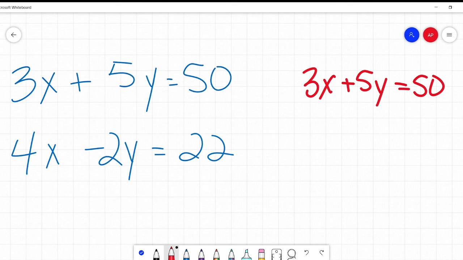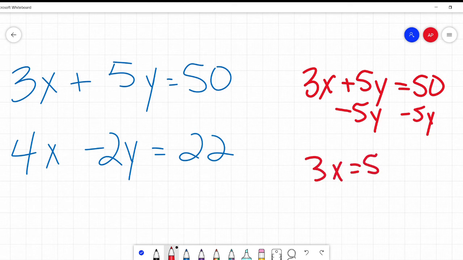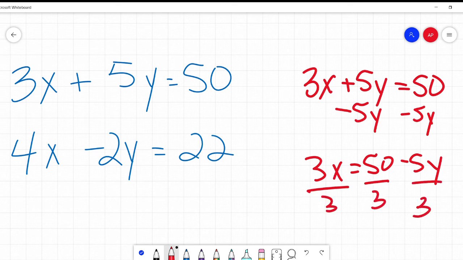So for instance, this one, 3x plus 5y. I'm going to subtract 5y from both sides. 3x equals 50 minus 5y. And then I would divide everything by 3 to get x. Not as pretty as the last one. And for some reason, my mouse is making this jump around. But that's it. That would work. That would still give you the same answer.